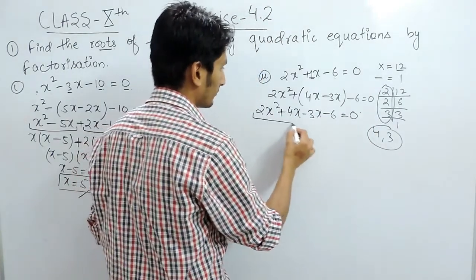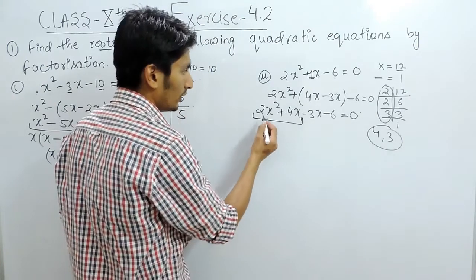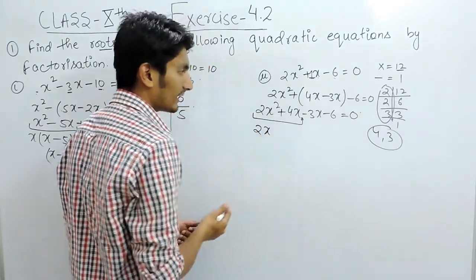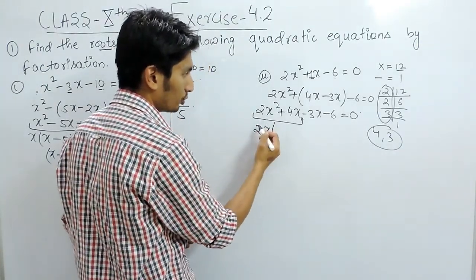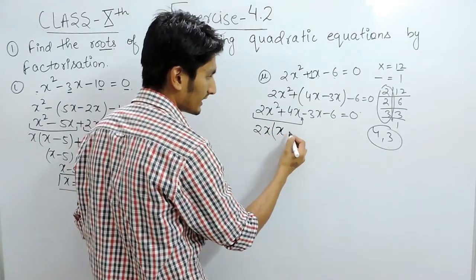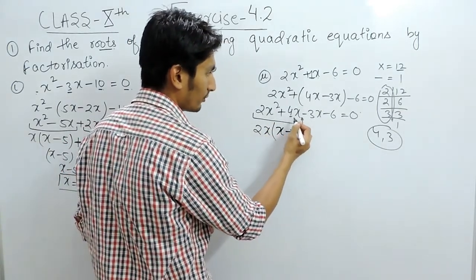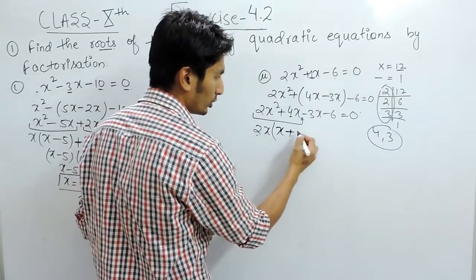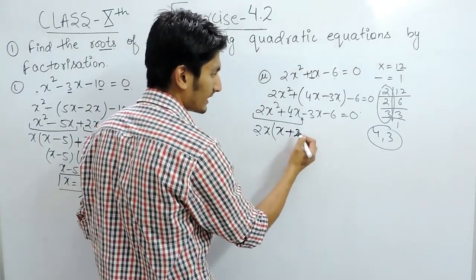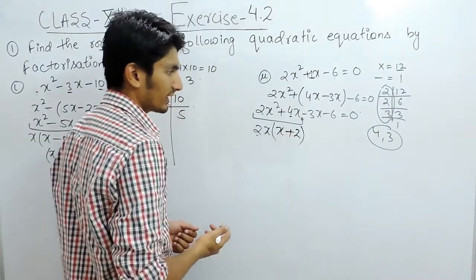Again you have to take something common from the first two terms. So 2 and x can be taken common. If 2 and x are taken out, only x will remain inside the bracket, and from 4, 2 is taken out, so 2 into 2. So only 2 will remain inside, and x is taken out, so only this will remain.